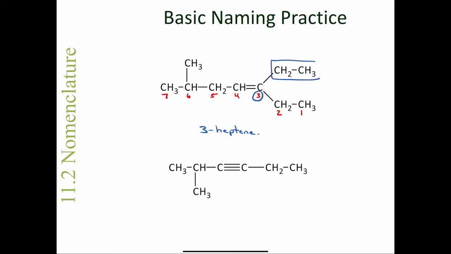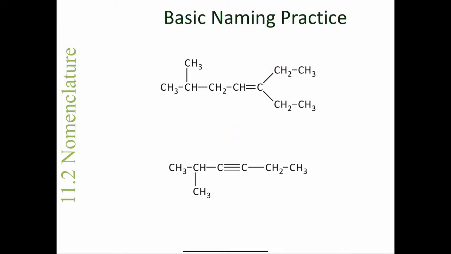Now I have to identify my substituents. I have an ethyl group at carbon 3, so this is a 3-ethyl. And I have a methyl group at carbon 6, and thus this is a 6-methyl. Now I have to list those substituents before 3-heptene, and I have to list them in alphabetical order, and E comes before M in the alphabet, and thus this molecule is 3-ethyl-6-methyl-3-heptene.